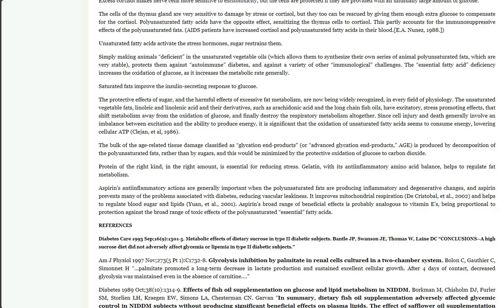Sugar restrains them. Simply making animals "deficient" in the unsaturated vegetable oils, which allows them to synthesize their own series of animal polyunsaturated fats, which are very stable, protects them against "autoimmune diabetes" and against a variety of other immunological challenges. The "essential fatty acid deficiency" increases the oxidation of glucose, as it increases the metabolic rate generally. Saturated fats improve the insulin-secreting response to glucose.